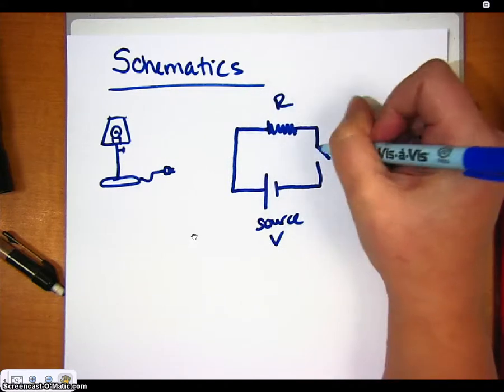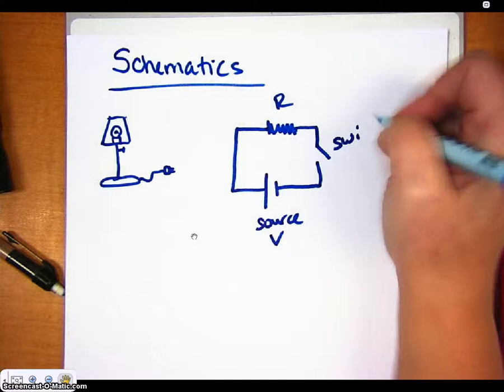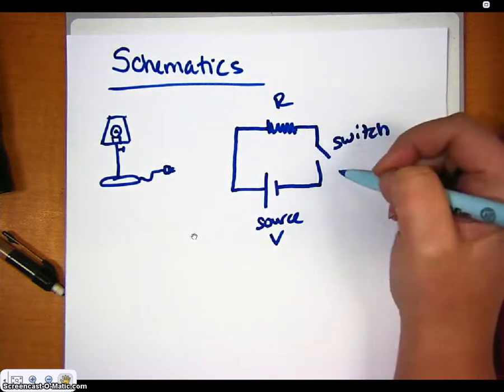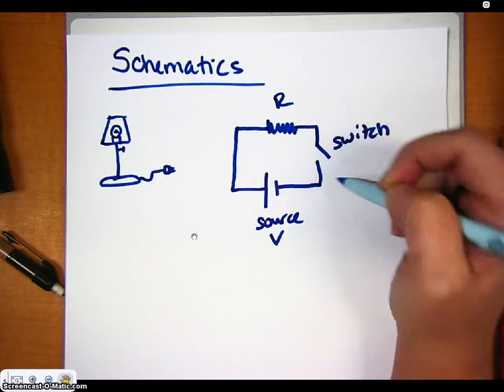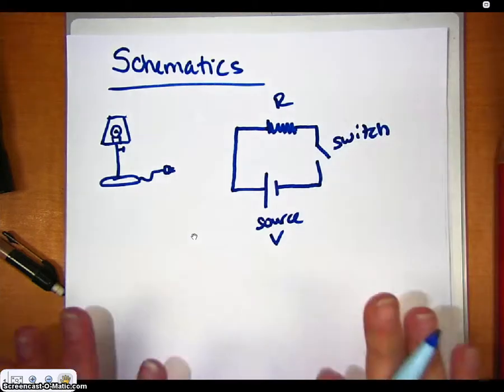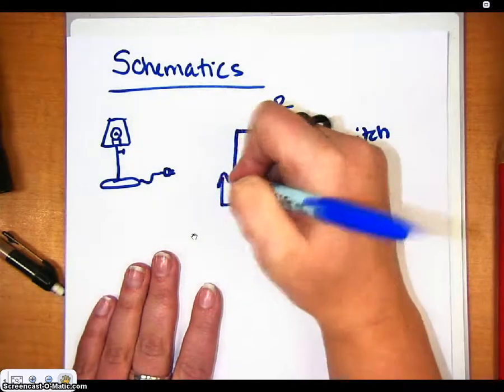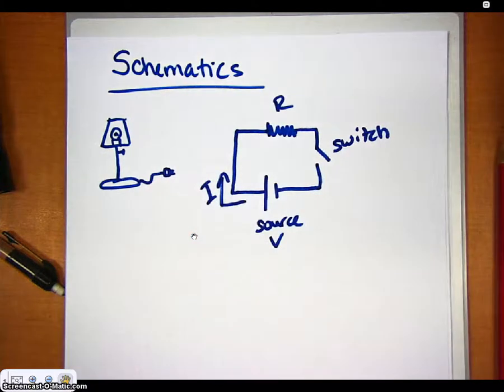And then here you have the switch. This is where we turn it on and off. When the switch is open, the circuit doesn't work, and when you close the switch, the circuit starts to work. Now, whenever you look at a schematic, the direction of current is in this direction. It's always left to right, like clockwise.